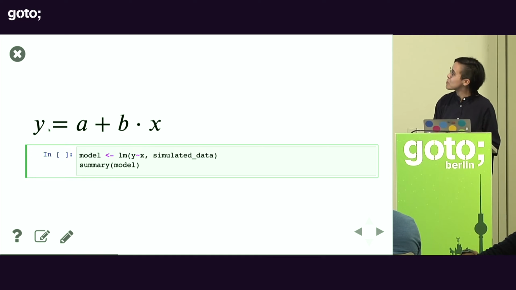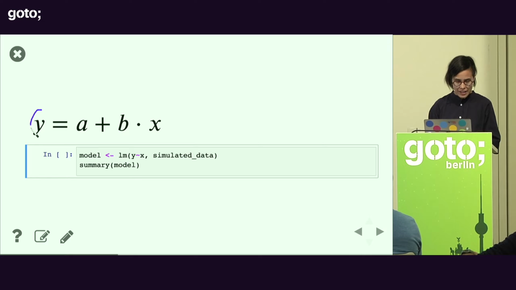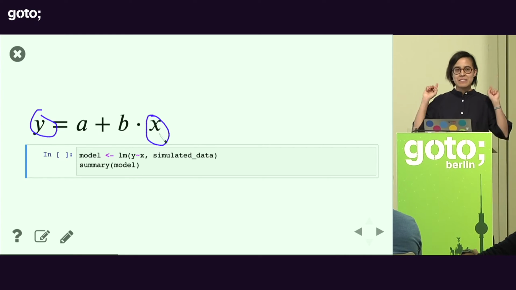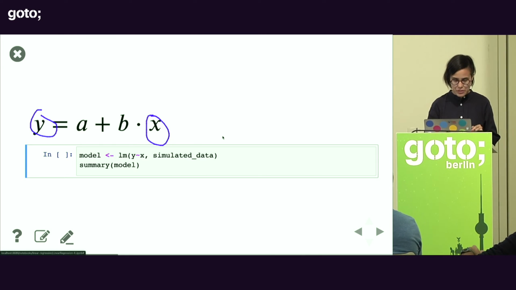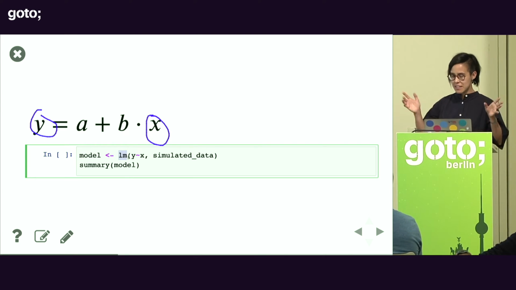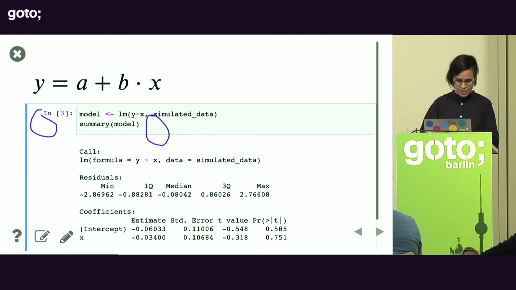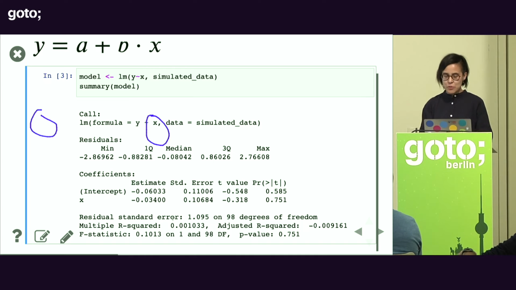So this is the linear model I am fitting. I'm trying to predict y based on x. And bear in mind that these are just noise right now. And this is how you do it in R. You run the lm function, which creates the linear model, using my data, and I'm trying to predict y given x. And this is the output you get in R.